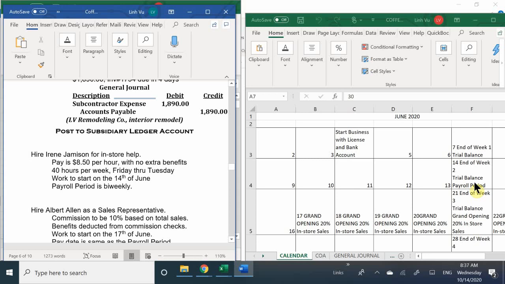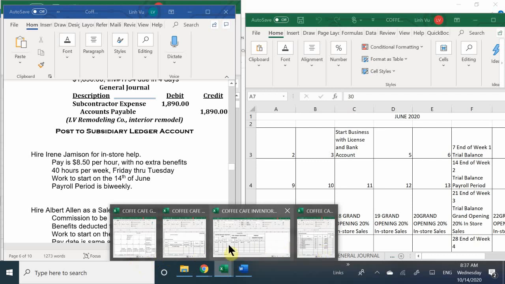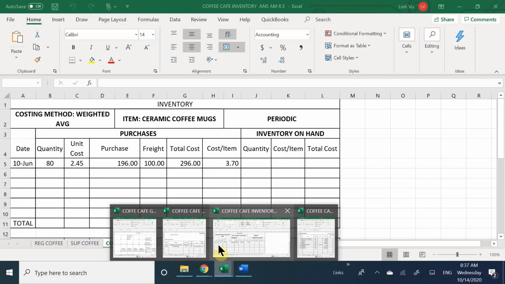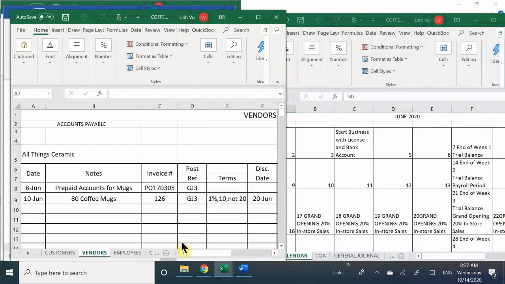By looking at our calendar here, we know that we're going to start our payroll on that following Monday, which is going to be the 18th. Okay, and we'll take a look at how many hours she got to do and so on. But here we hired her with no extra benefits. So the first thing I'm going to do is go to my payroll sheet, which is on my subsidiary ledger.